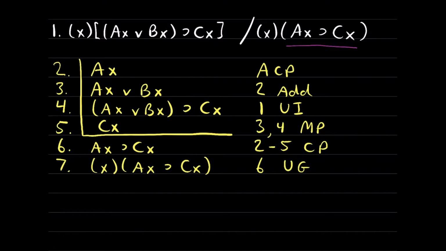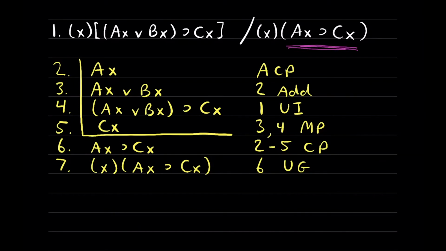So the question becomes, how can I get Ax implies Cx with a free variable? That itself is a conditional, so now you want to start thinking in terms of conditional proof and indirect proof. What we need here is a conditional. We need to prove Ax implies Cx with free variables so we can apply a universal generalization step and get the universal statement as the conclusion.